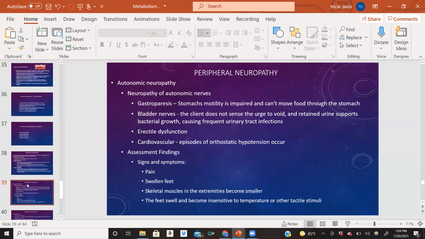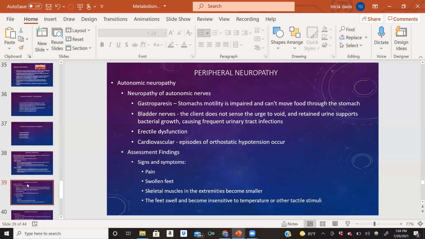We can have autonomic neuropathy. So this is neuropathy of the autonomic nerves. So these patients will develop gastroparesis. So their stomach motility is going to be impaired because they have neuropathy of those autonomic nerves, and they won't be able to propel the food through the stomach. So that delays the absorption of their food.